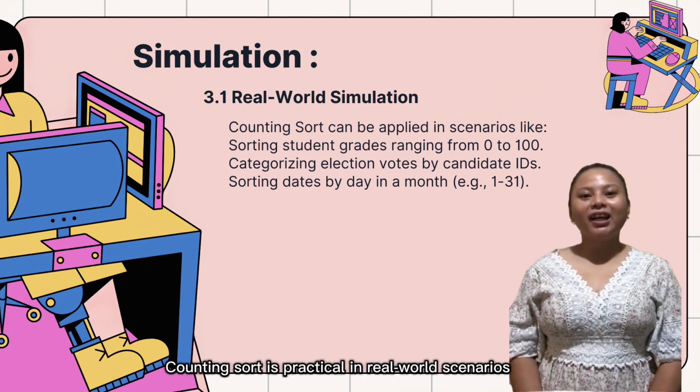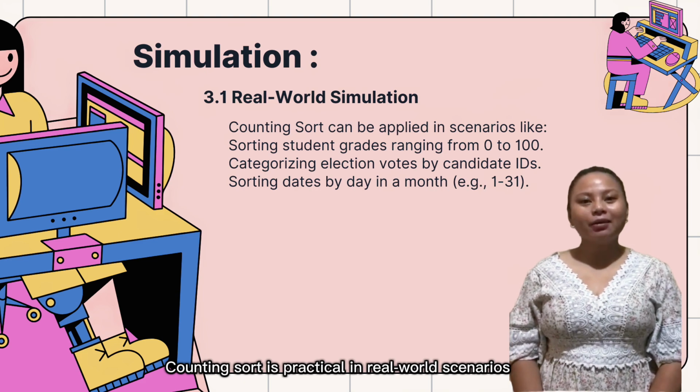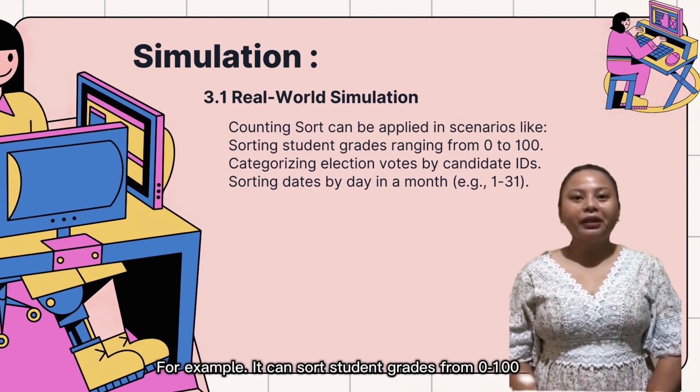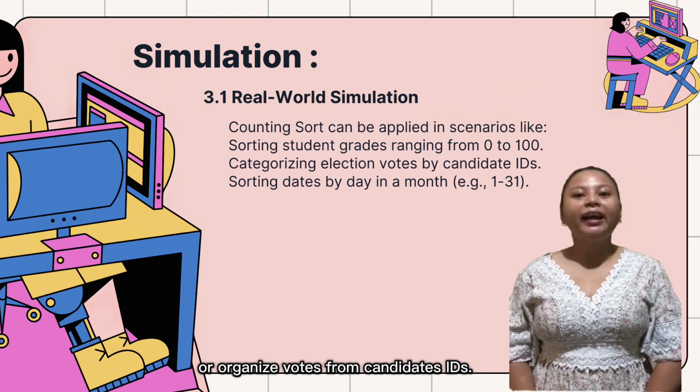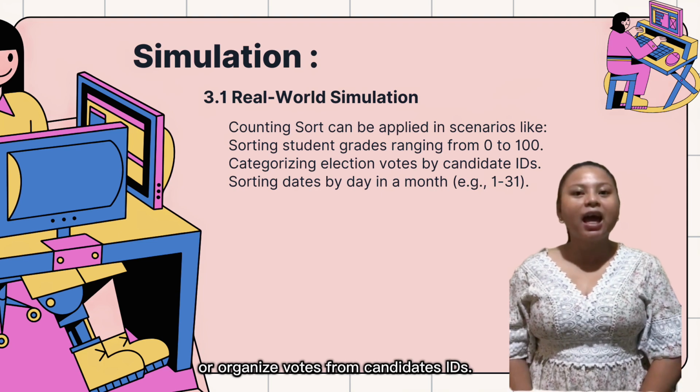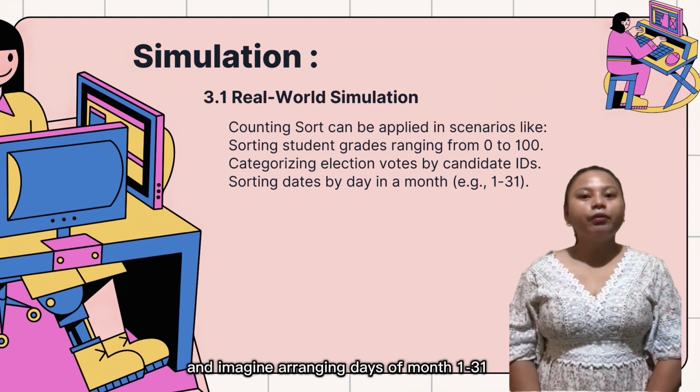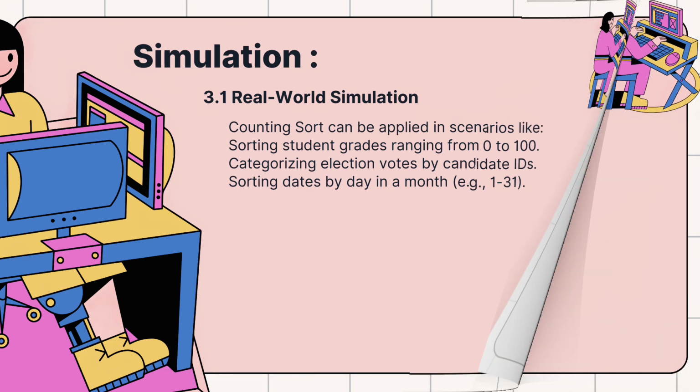Counting sort is practical in real-world scenarios. For example, it can sort student grades from 0 to 100 or organize votes by candidates' IDs. Imagine arranging the days of a month, 1 to 31.